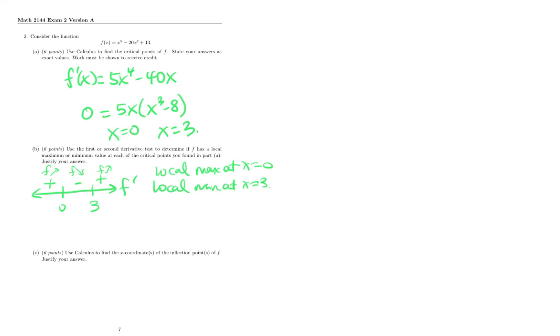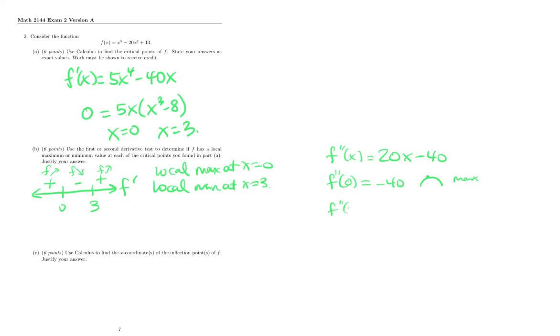I could also do the second derivative test, so I can do f double prime of x, and f double prime will be 20x minus 40. And I can plug in my critical points. F double prime of 0 is going to be negative 40. So that means it's concave down, so it's a max.